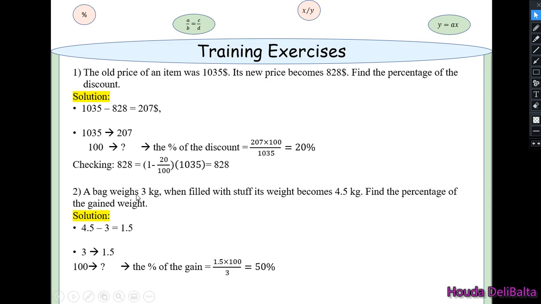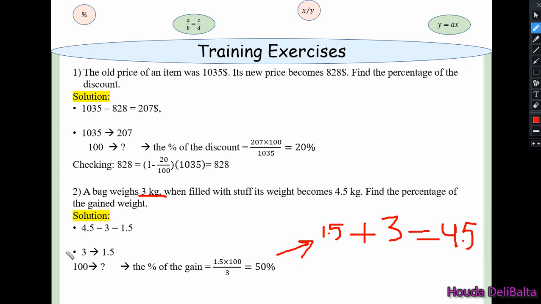It's true, because the bag's weight is 3 kilograms. 50% of its weight is the half of 3, which is 1.5. Now 3 plus 1.5, so this goes to 50% of the initial weight, which is 3. So it is 50% of 3 kilograms, means half of 3 kilograms, which is 1.5, plus the initial weight of the bag, then we will definitely get 4.5. Okay, so these are training exercises to let you find the percentage of discount and here the percentage of increase or raise.